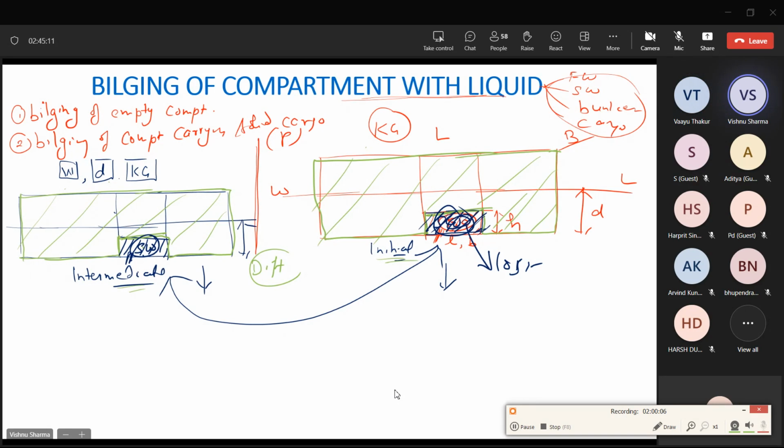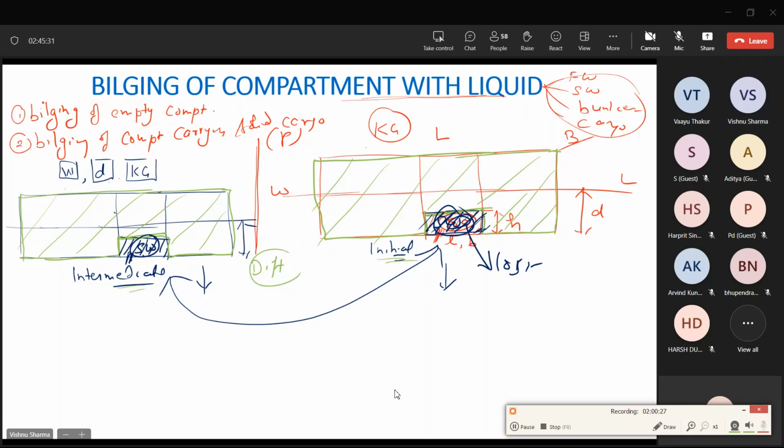Before bilging in both the ships, the only difference was the DB. One, the DB was full of fuel oil, other the DB was empty. After bilging, both the DBs have come to the same condition. That is, the space is occupied by seawater in both the cases. Yes or no?